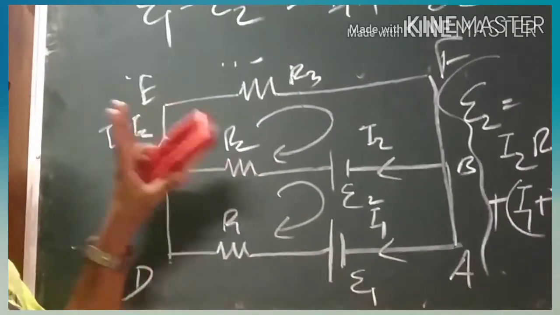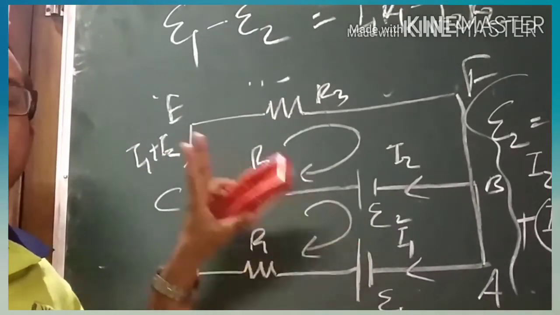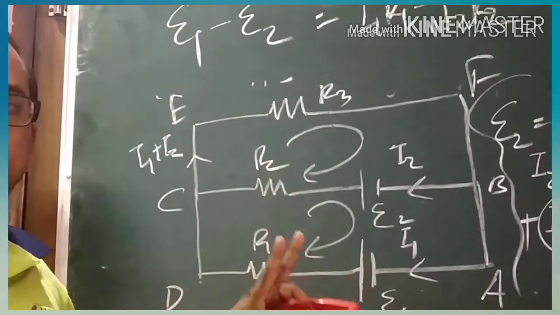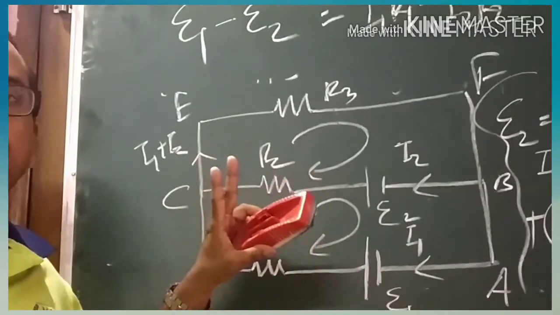So this is all about Kirchhoff's law. Kirchhoff's law is basically divided into two types: Kirchhoff's current law and Kirchhoff's voltage law, used to determine the current in a complicated electrical conductor system.